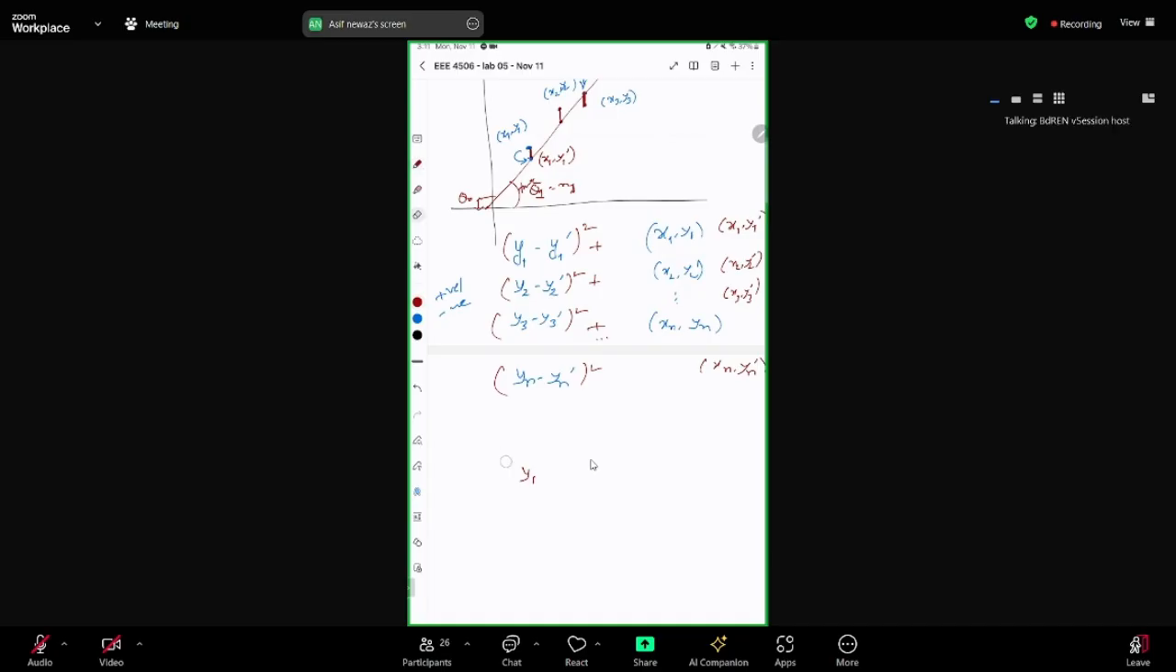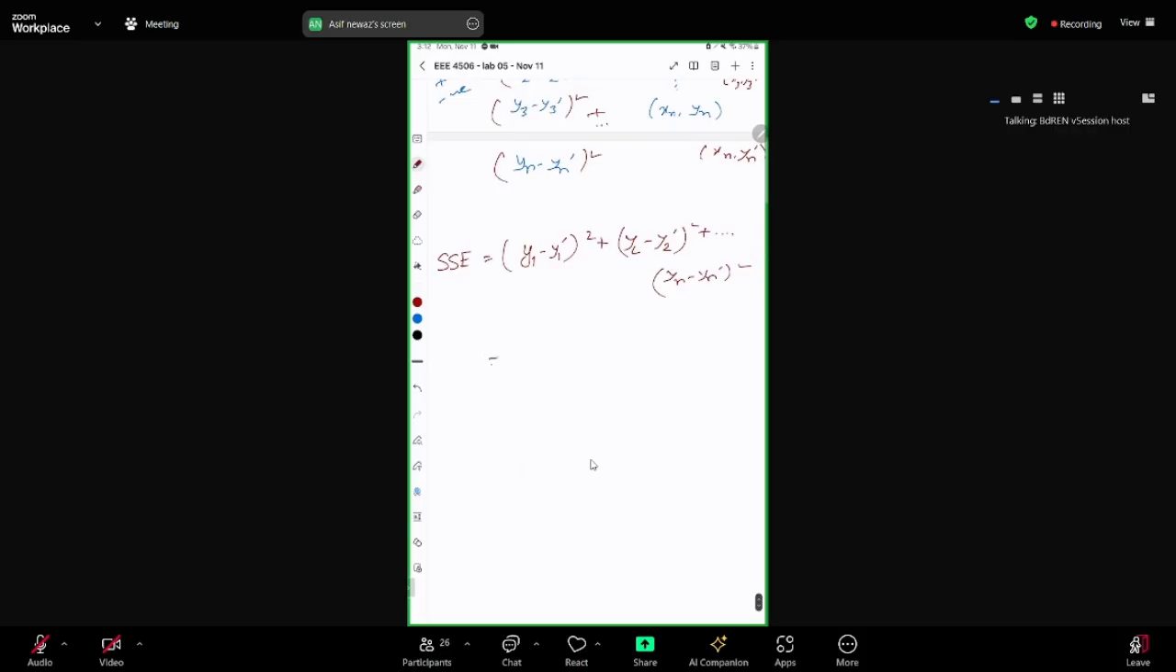So this becomes like this: my errors are (y1 minus y1 prime) squared plus (y2 minus y2 prime) squared, and so on, up to (yn minus yn prime) squared. This is called the sum of squared errors. I am summing the squared errors, so that is your SSE.